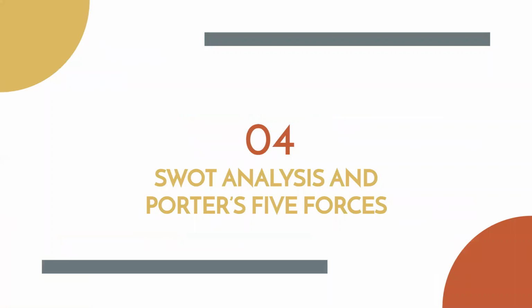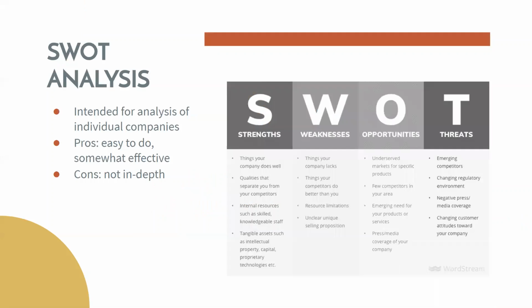So next we'll be looking at quantitative analysis, which is your other option for researching stocks. And this is more specifically looking at SWOT and Porter's 5 forces. So first, let's talk about SWOT analysis, which is when you evaluate the strengths, weaknesses, opportunities, and threats for individual companies. SWOT is really easy to do and somewhat effective, but it doesn't really go in depth. However, it's definitely a good tool to use when deciding which stocks to buy.